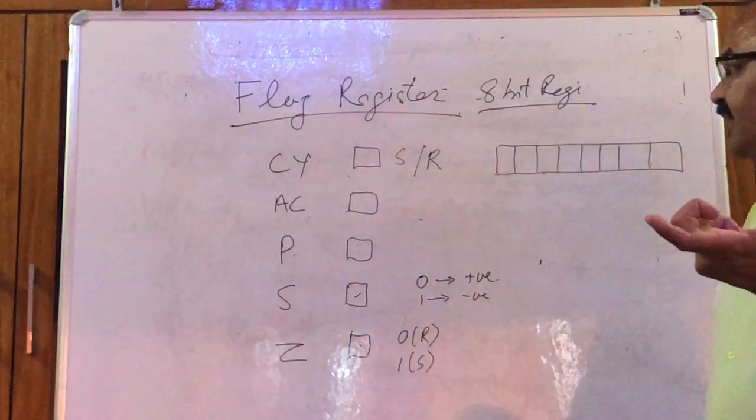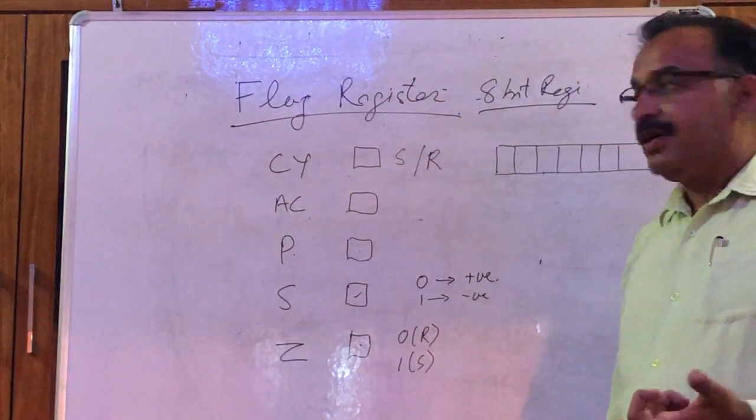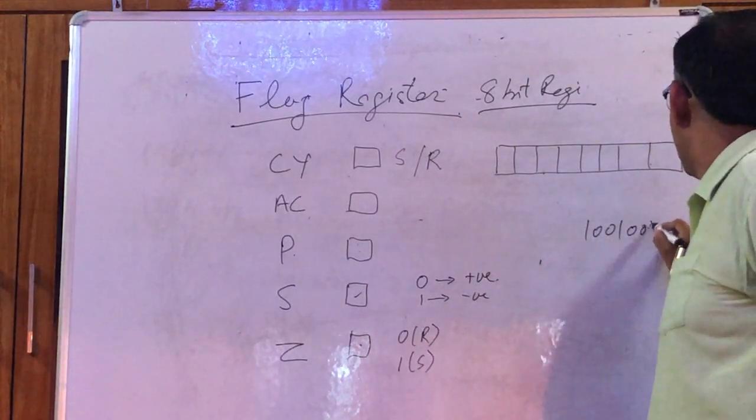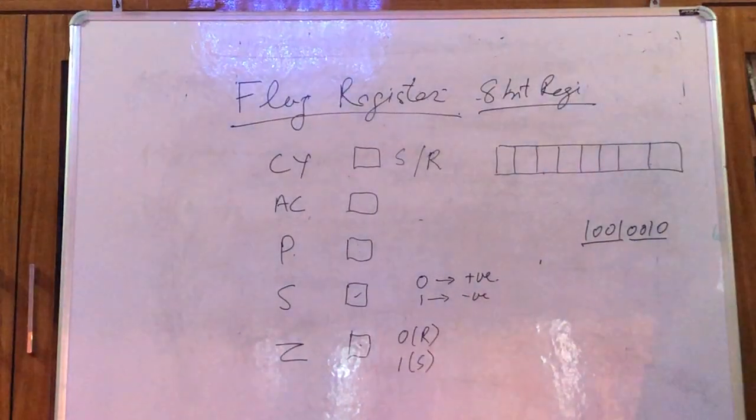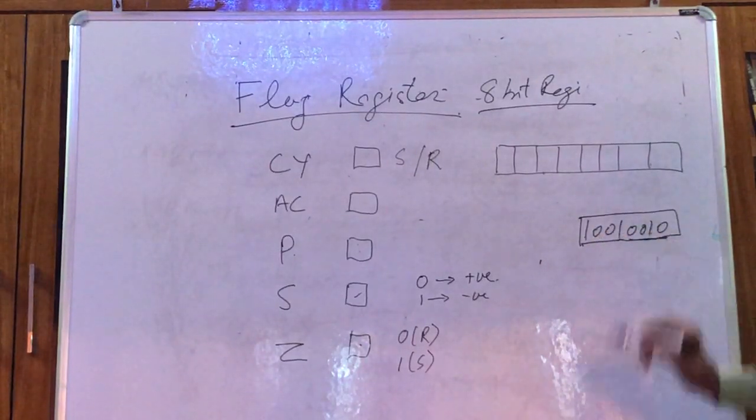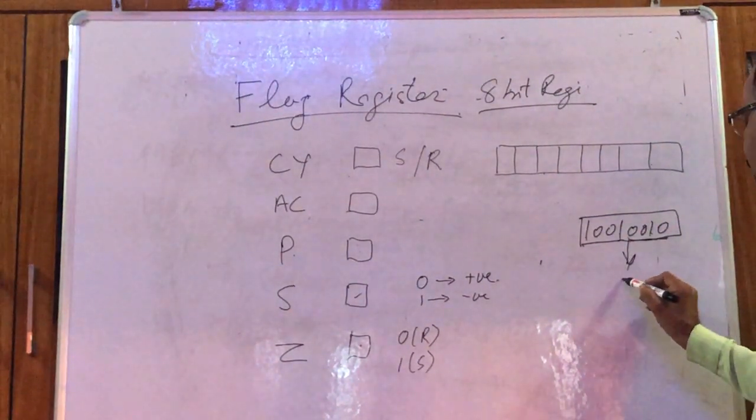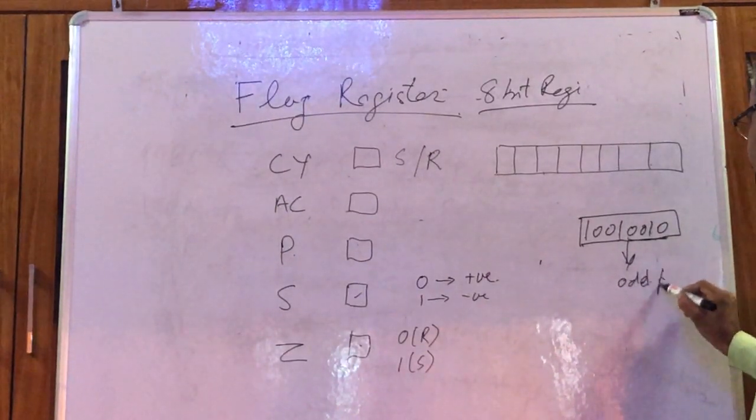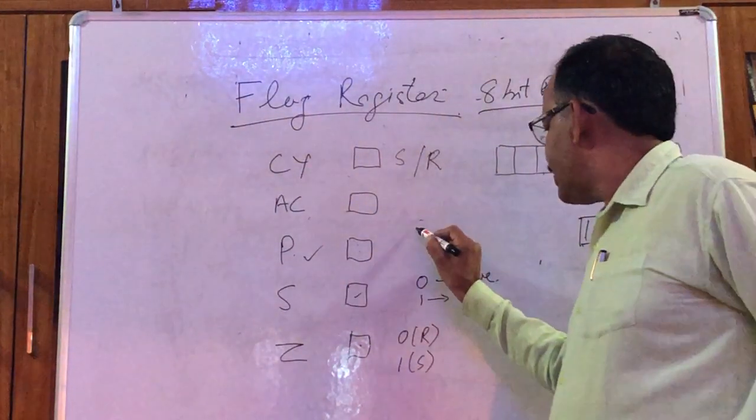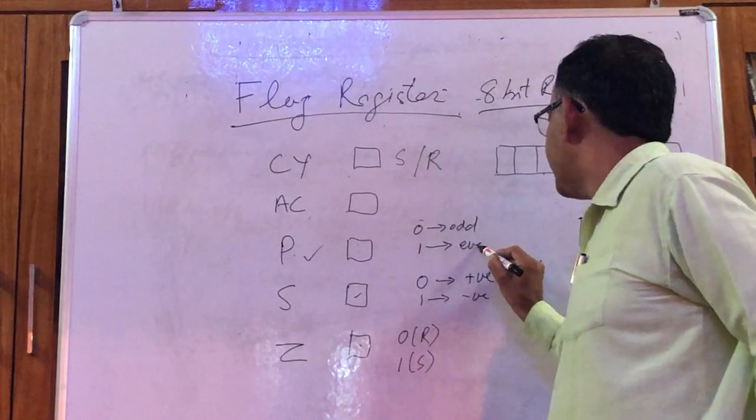For example, as microprocessor 8085 is an 8-bit processor, an 8-bit number is there. Suppose the result contains 1001 0010, that means these 8 bits are there, and this is our current result. How many ones are there? 1, 2, and 3. There are 3 ones. It means this current result is of odd parity. This is represented by the parity flag bit. If 0 is there, it means odd parity. If 1, that means it is of even parity.